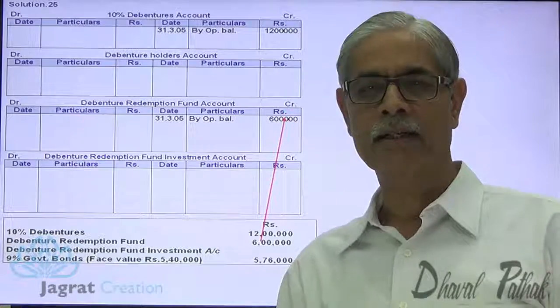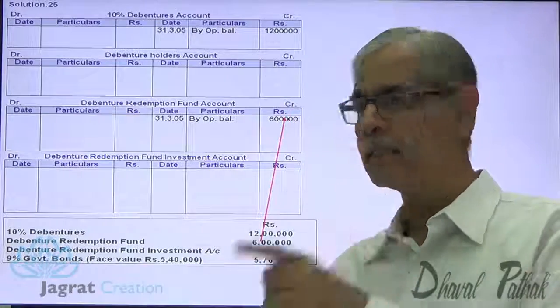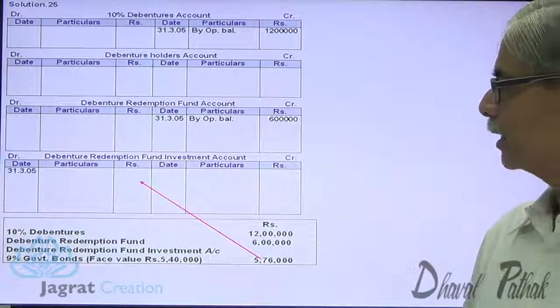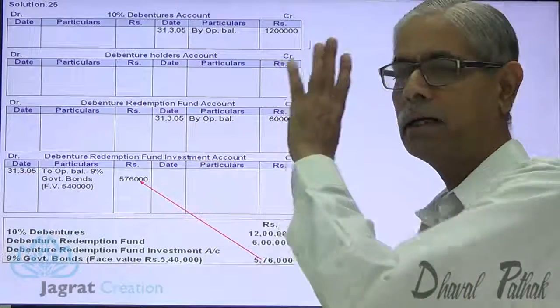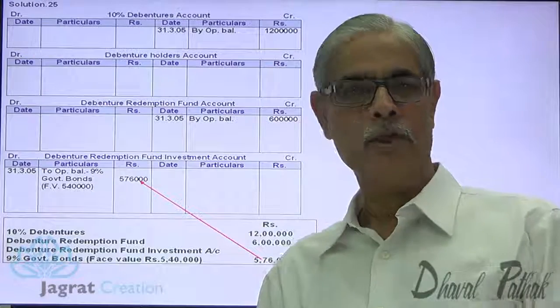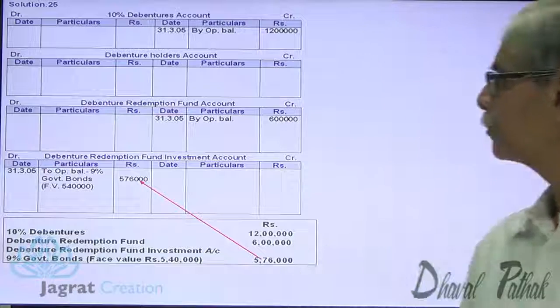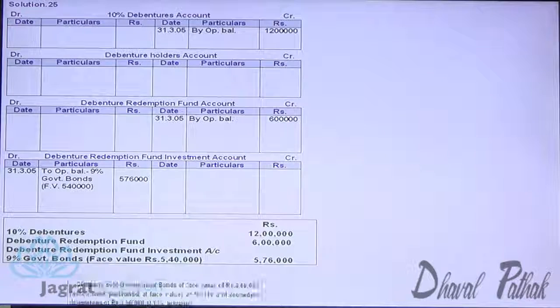Investment balance 5,76,000. Investment being an asset will have a debit balance. So, debenture redemption fund investment account debit balance 5,76,000. So, first step, write the balances. Then consider the transactions to be recorded.